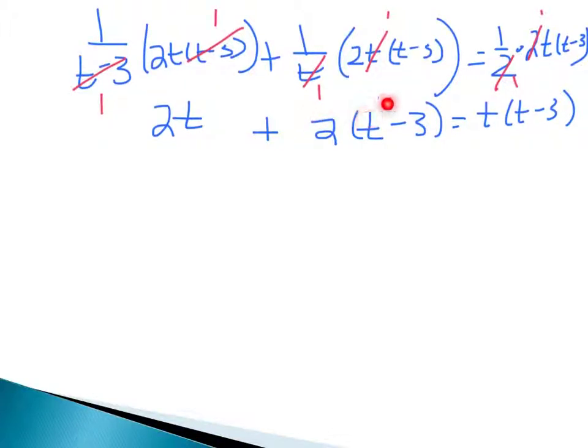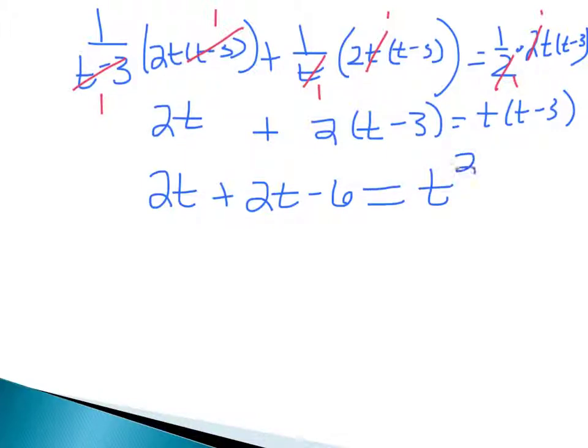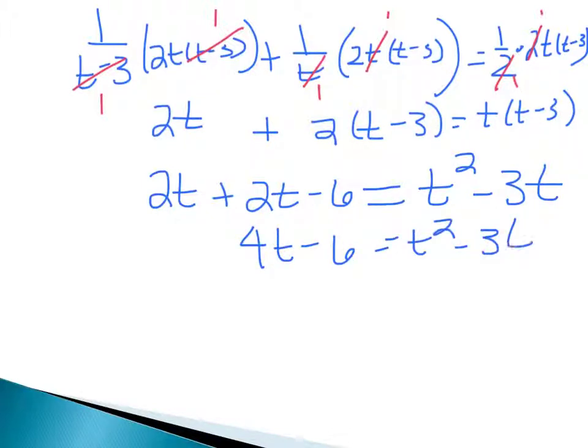Remember, distributing means multiplying in here. So when you do that, you get 2t plus 2t minus 6 equals t squared minus 3t. And let's collect like terms. On the left-hand side, you get 4t minus 6. On the right, t squared minus 3t.